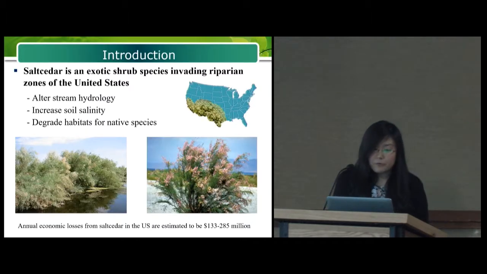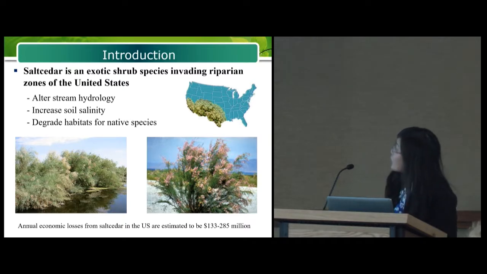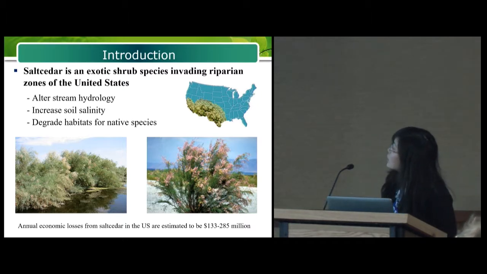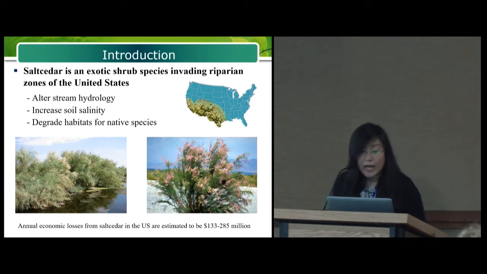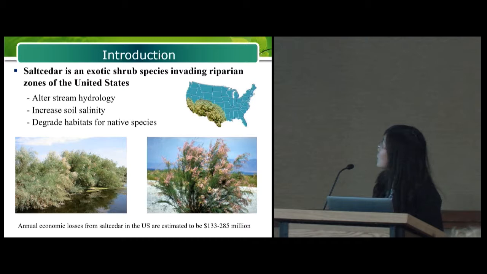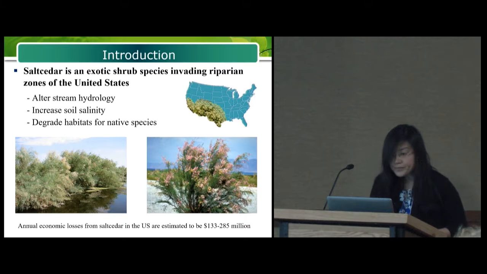The invasive species we are particularly interested in is called the Saltcedar. It's an exotic shrub species that has invaded many riparian zones in the southwestern part of the United States. It has caused a lot of ecological issues, such as it can alter the stream hydrology, increase the soil salinity, and degrade the habitats for the native species. Today, this species is even considered as one of the worst invasive alien species in the world. Thus, mapping its distribution and monitoring spatial-temporal dynamics is very important to develop cost-effective control and management strategies.